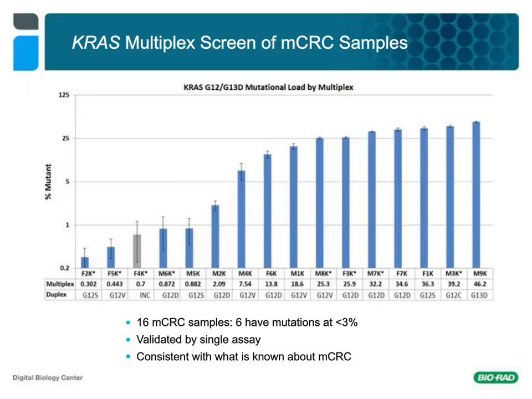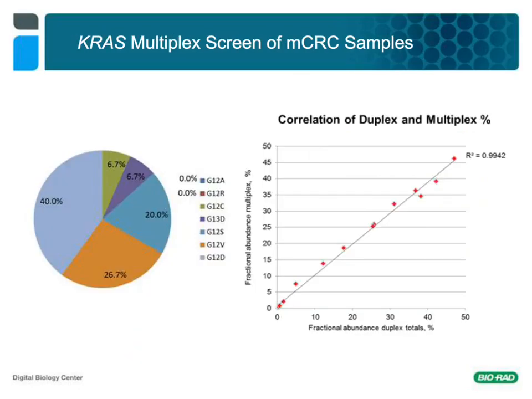Our data was consistent with COSMIC. The majority of the KRAS mutations, greater than 80% in these colorectal cancer samples, contained either G12D, G12V, G13D, or G12S. Further, similar to the Horizon references, measurement of FFPE samples by duplex and multiplex assays correlated strongly with an R-squared of greater than 0.99.